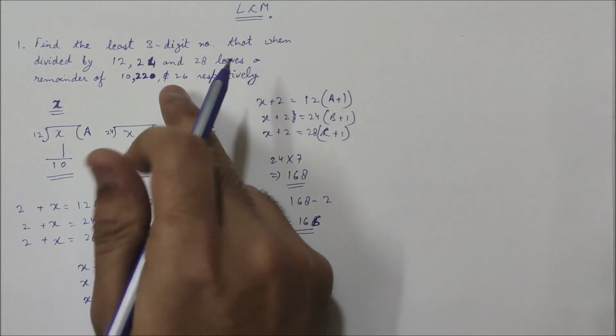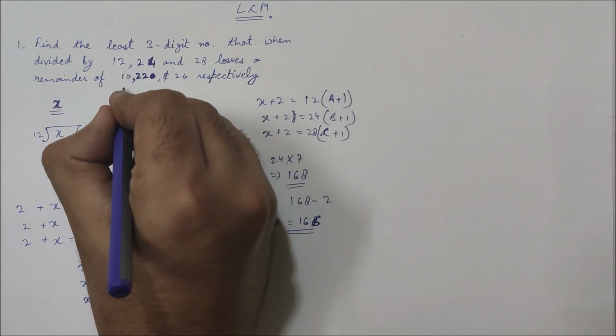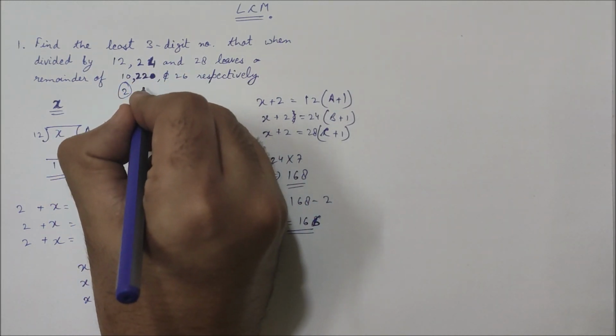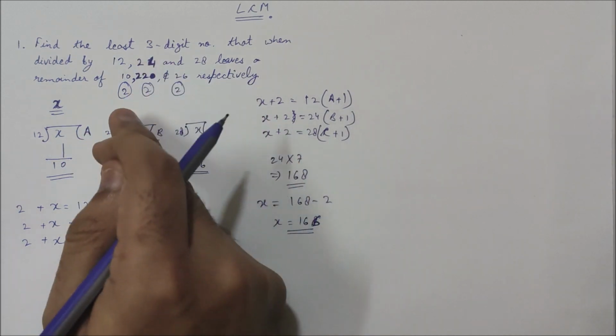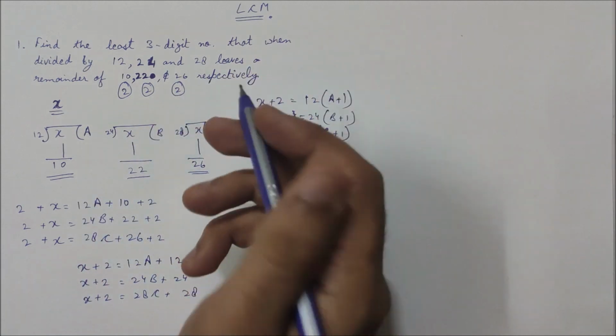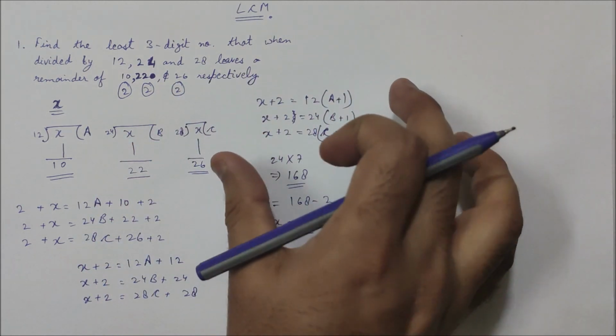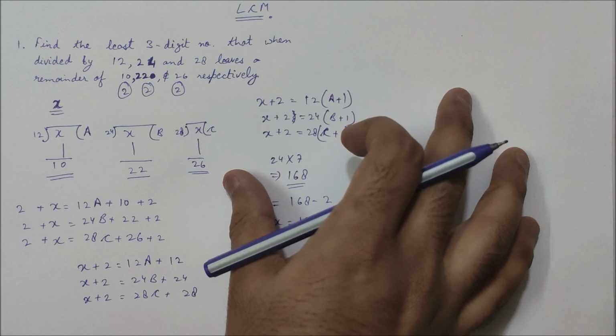So every time, this difference, 12 minus 10 is 2. 24 minus 22 is again 2. 28 minus 26 is also 2. So this is something known as a negative remainder. We will be studying this in detail when we cover the topic of remainders in our coming lectures.